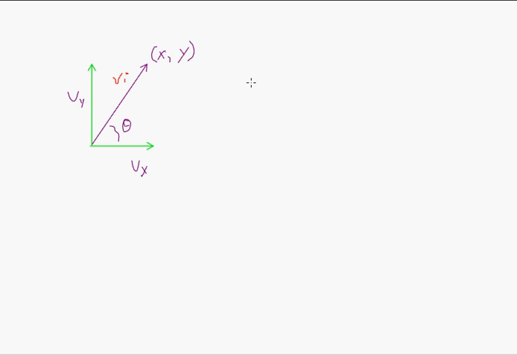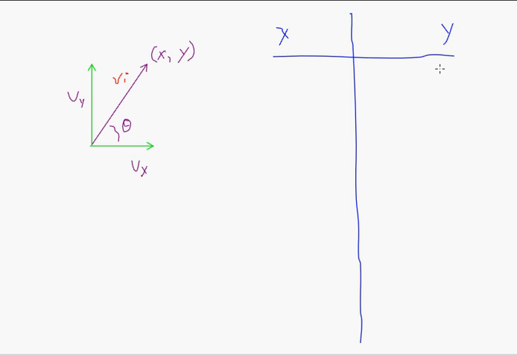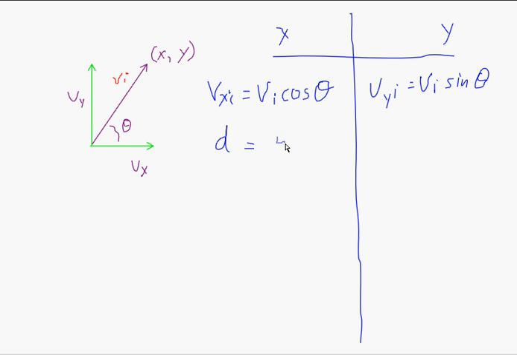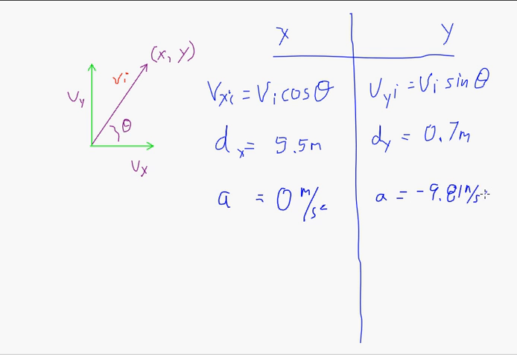Now let's start talking about things, because I want to get this done as quickly as possible. We have our x values and we have our y values. In the x, we have a velocity in the x direction, and this is talking about initially. We have a vxi equal to vi cos theta, and we have a vyi equal to vi sine theta. We also have a dx equal to 5.5 meters. We also have a dy equal to 0.7 meters. Notice it's positive, that's very important. We have an ax equal to 0 meters per second squared, and we have an ay equal to negative 9.81 meters per second squared. Okay, so we've got that.